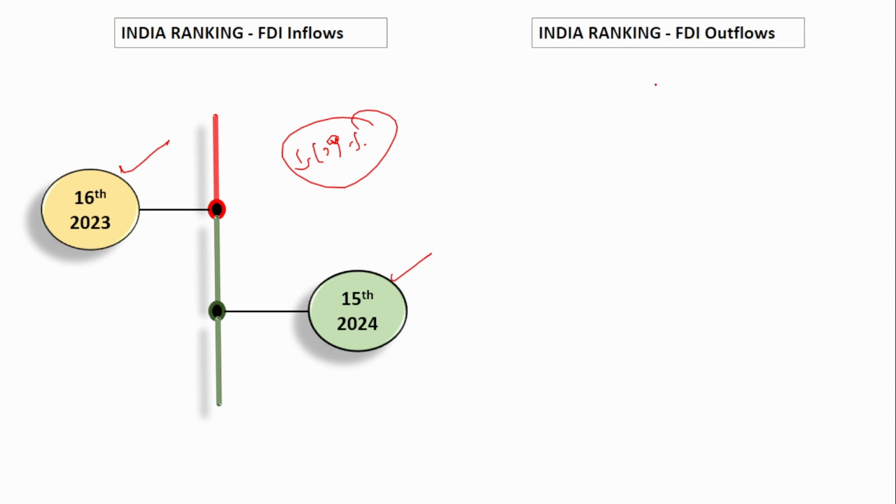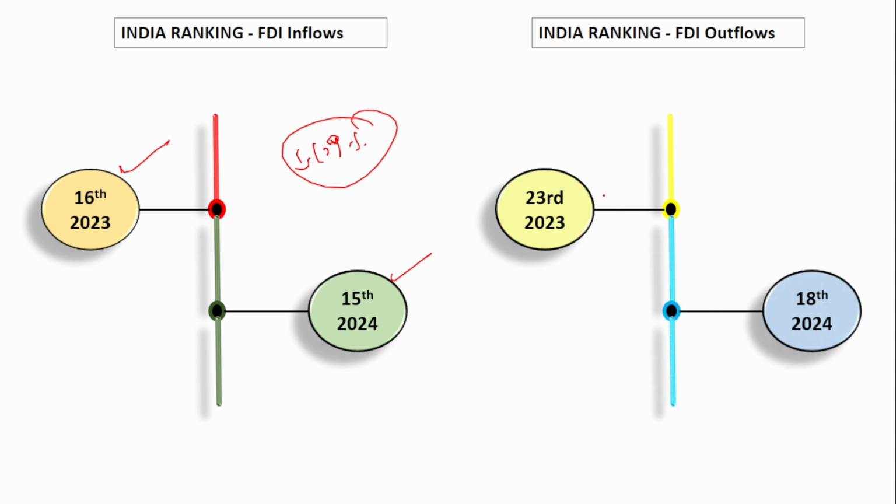Similarly, if you see the FDI outflows, that is how many people from India have invested outside India, that rank has also improved from 23rd rank to 18th rank. So remember, India's ranking in FDI inflows is 15th, and in FDI outflows it is 18th. Remember these two ranks, they are very, very important.